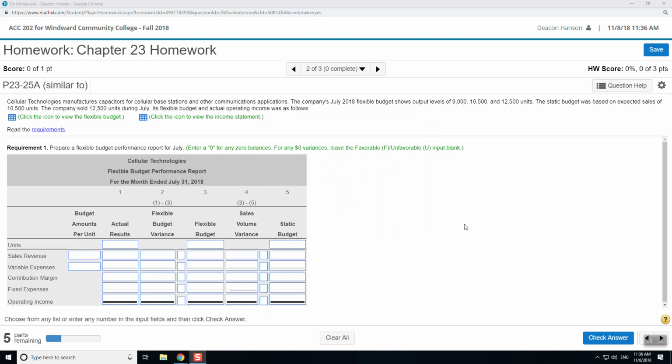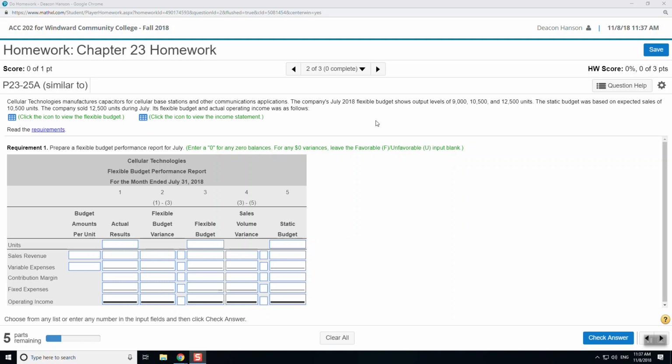P23-25A, and it says cellular technologies manufactures capacitors for cellular based stations and other communications applications. Right? And the company's July 2018 flexible budget shows output levels of 9,000, 10,500, and 12,500 units. The static budget was based on expected sales of 10,500 units. The company sold 12,500 units during July. Its flexible budget and actual operating income was as follows.